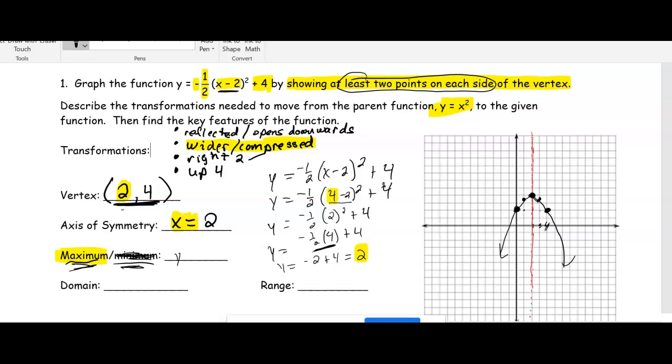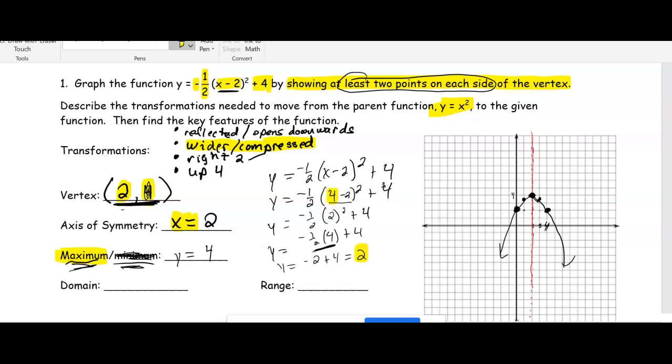The maximum, we haven't done this in a week or so. We always talk about how it's got to be the y value. Our y value has to be the highest point on the parabola, which is the y value of 4. Okay, that's what this y value is. It's also just the y coordinate of your vertex.